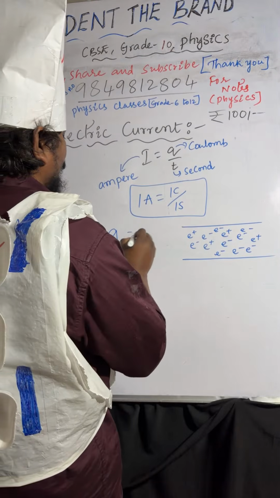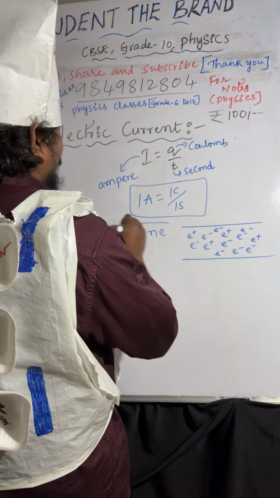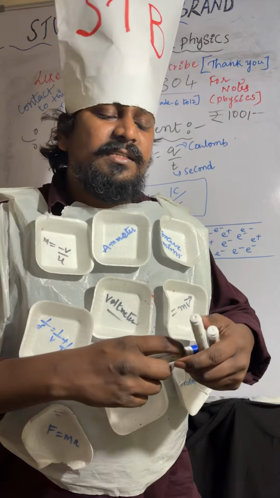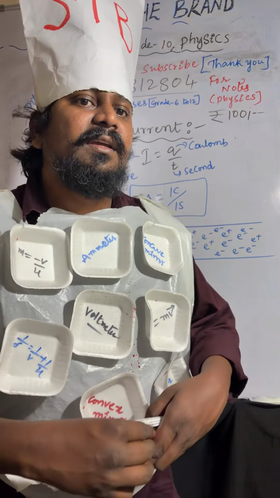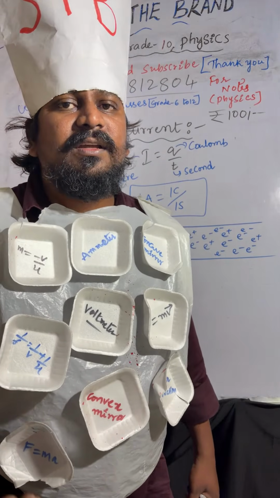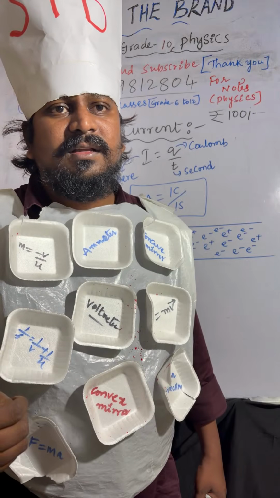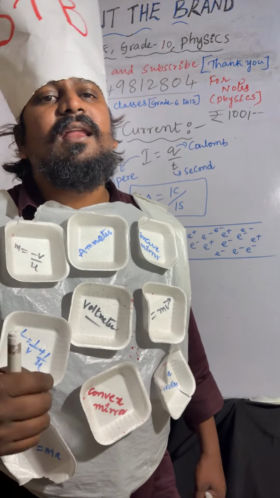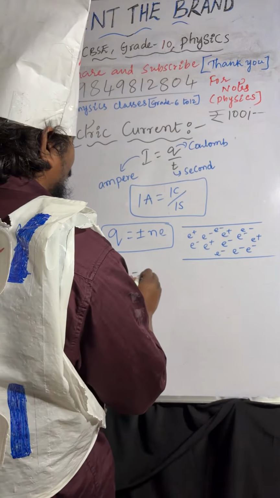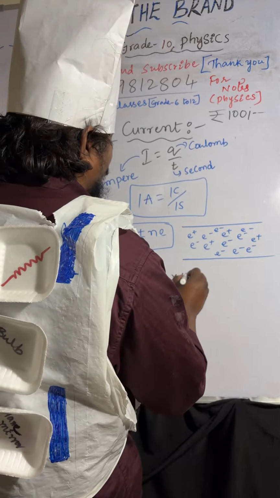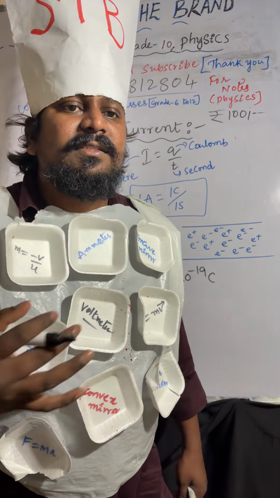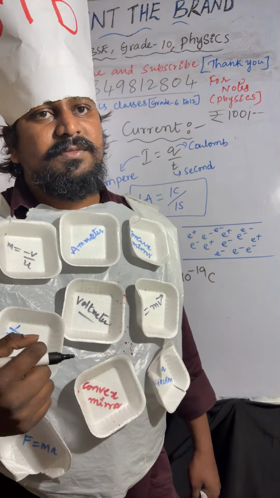Q equal to plus or minus Ne. N is the number of charges moving in the conductor. Right? So on one electron, how much charge is present? 1.6 into 10 power minus 19 coulomb is present on one electron.